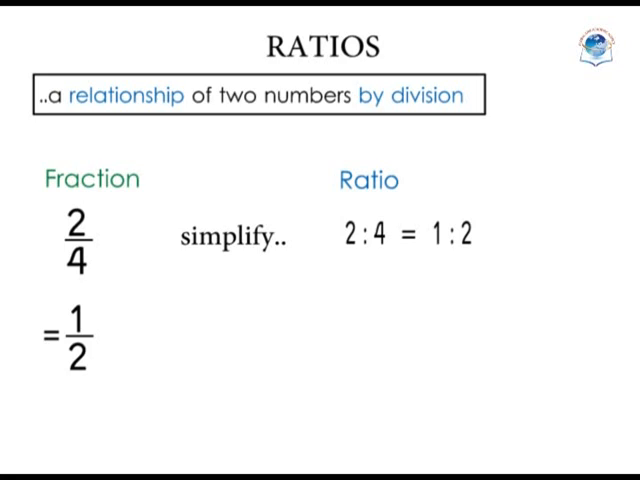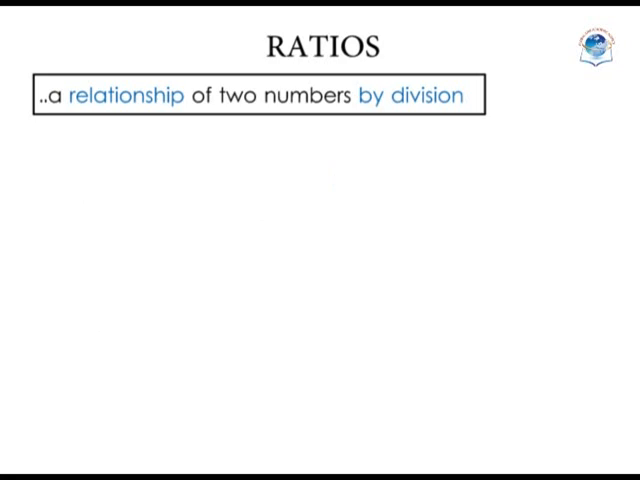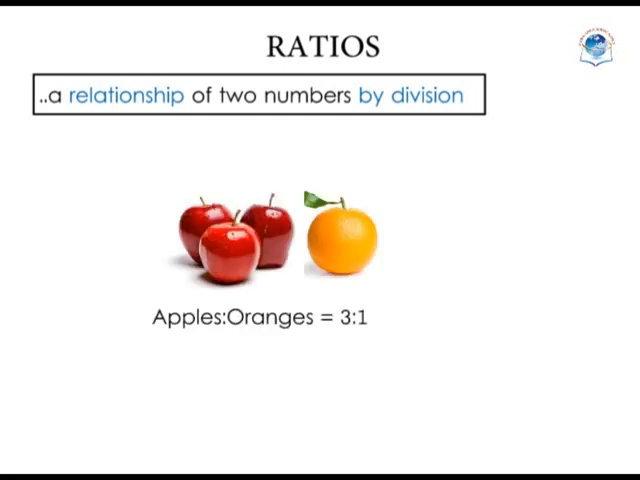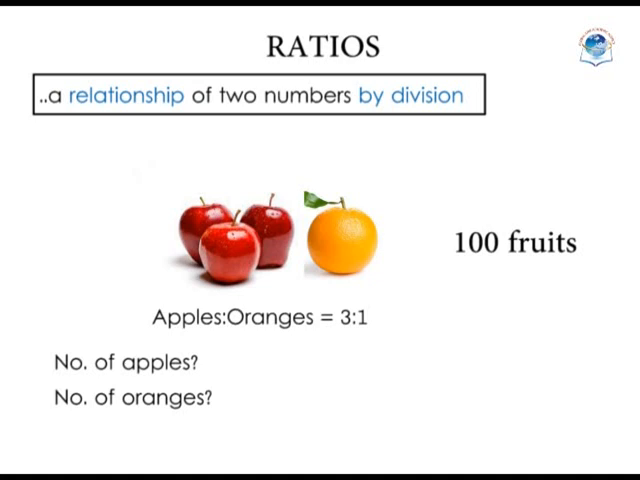Now this is where it gets interesting. Given a ratio, we can express each item as a fraction of the total number of items. For example, in the fruit basket, the ratio of apples to oranges was 3 to 1. Suppose that the basket has 100 fruits. How would we know the number of apples and oranges? It's easy. From the ratio 3 to 1, we have 4 items. That is 3 plus 1.